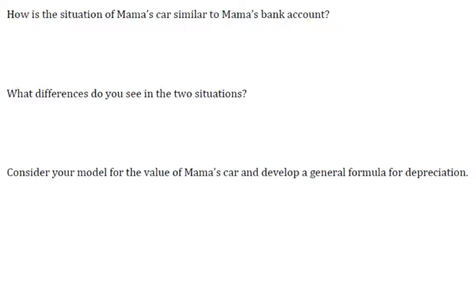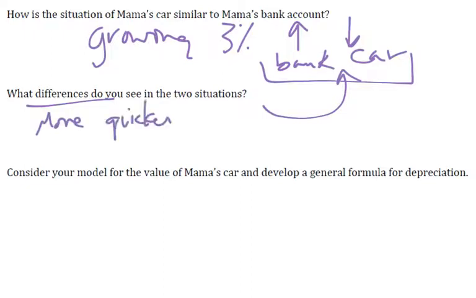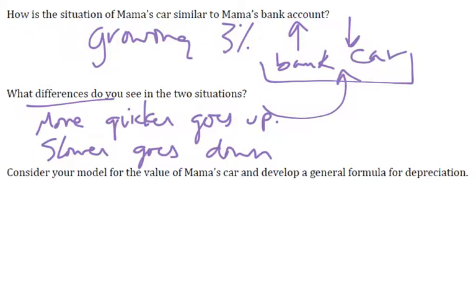So how are they similar? Well, they're both changing at 3%. One is growing up, one is going down, right? The bank was going up, whereas the car was going down by that 3%. That's one of the differences we see: one's getting more money, one's getting less. One has more money to create more interest with, whereas one has less money. So the more money you get, the quicker it goes up, because 3% of more money is more. Whereas for the car, the smaller it gets, the slower it goes, because less money gives you less percent to take away.